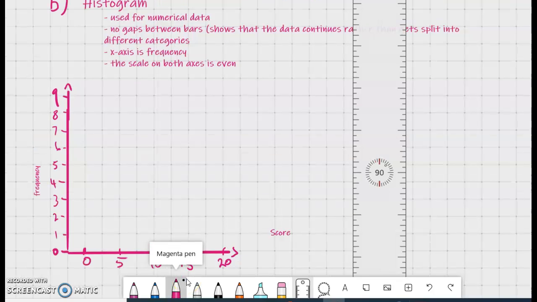Okay, so if I can get rid of this thing, don't know why that little pop-up's there. There we go. So if you look at this, I've started at 0 and I've counted up in ones, and I kept counting up in ones. That's what I mean by the scale is even. Likewise, along the bottom where I put my score, I've gone up by 5: 0, 5, 10, 15, 20. Because I started going up by 5s, I kept going up by 5s. That's an even scale.